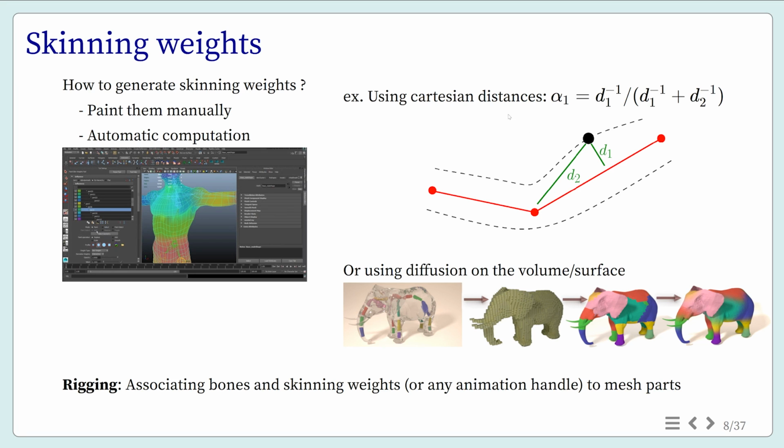But if we use Cartesian distance, we are not taking into account the shape of the surface, so we may consider incorrect distances between different limbs. So we can also use a more advanced approach, like using diffusion over the volume or the surface of the mesh. And this process of defining skinning weights, or painting the weights over the surface, and more generally generating a relation between the vertices and the controller, is called the action of rigging in production.